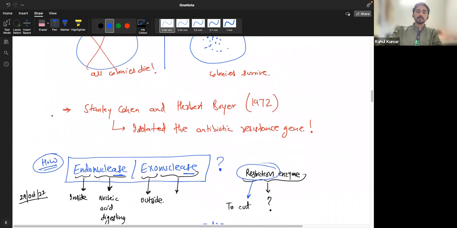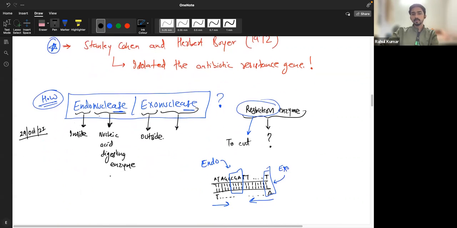Now, talking about Stanley Cohen and Herbert Boyer. They isolated the antibiotic resistance gene. For that, they first have to know that this sequence from here till here is responsible for antibiotic resistance, and it is a gene. So a gene you can identify. Let's say you identified a gene in a genome. Now the point is you have to isolate it, you have to cut it out of the genome, right? And to cut, you need something. What do you need?